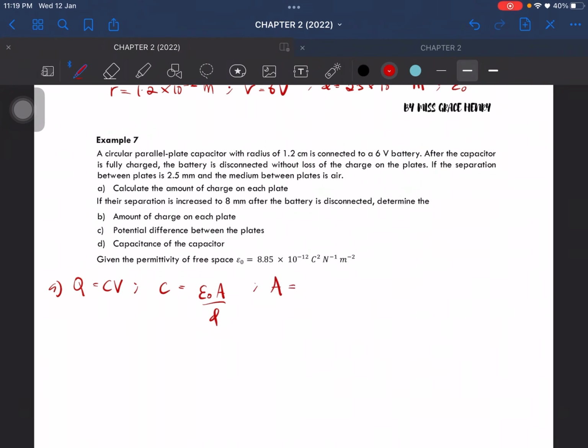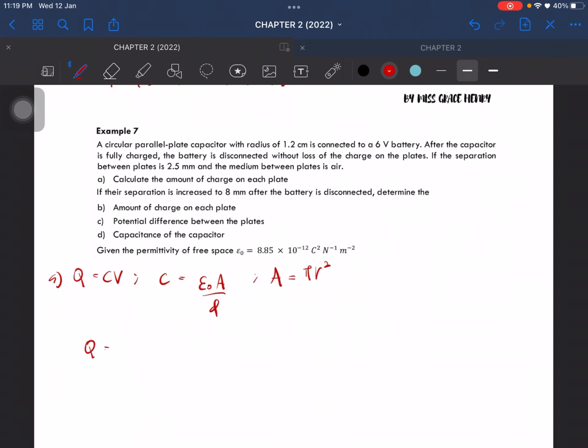And for area, this is a circular capacitor, so pi r squared will be the equation to calculate the area of the capacitor. Okay, so just substitute the values into the equation. You should get the value to be equal to 9.61 times 10 to the power of negative 12 coulomb.